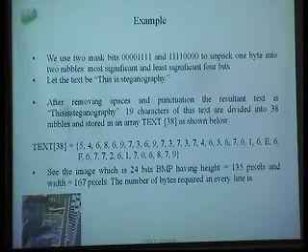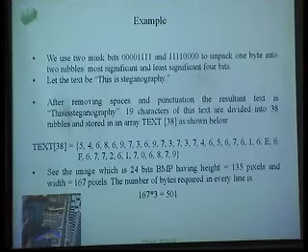This image is a 24-bit BMP having height 135 pixels in the column, and the width is 167. The image size is 135 by 167. The number of bytes required in every line: horizontally, the width, 167 pixels are there. In 24-bit, each pixel needs 3 bytes, one each for R, G, and B. That means the number of bytes will be 167 into 3, correct?